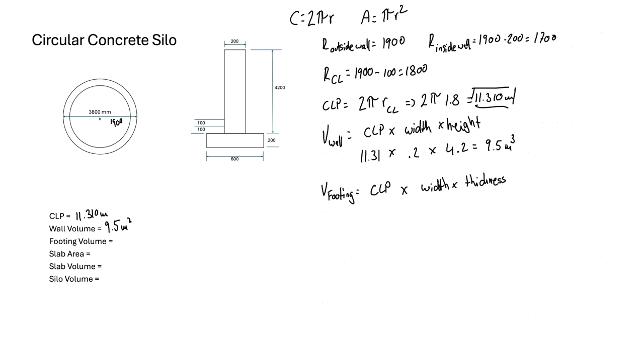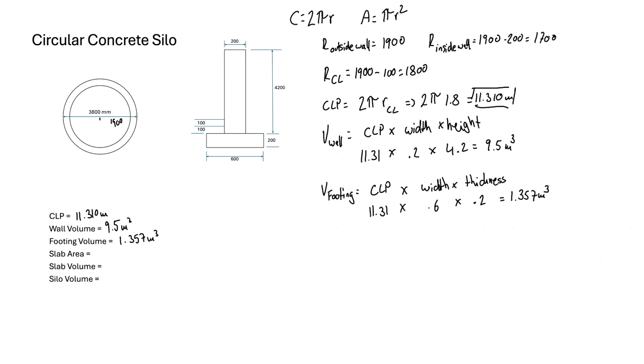So 11.31 times our width is 0.6 times our thickness is 0.2. Punching it all into the calculator, 11.31 times 0.6 times 0.2 gets us 1.357, so about 1.4 cubic meters. So that is the amount of concrete we need to buy for the footing.